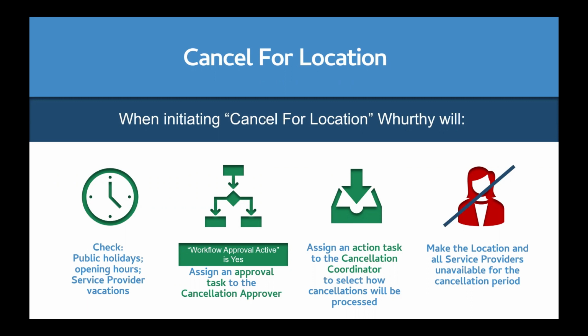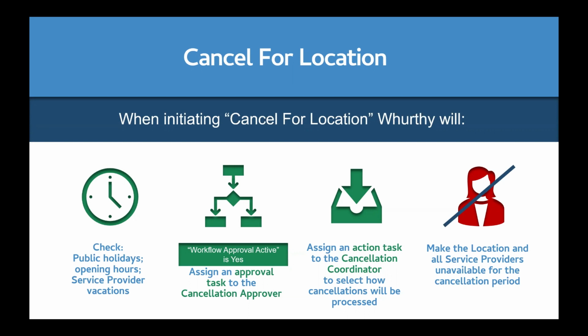However, with cancel for location, it's a little bit different than canceling bookings, where we looked at the previous workflow when we're canceling bookings for a service provider. When we're canceling for a location, if there are any days on which the location is open, then it will block those off. It would, in effect, make those days unavailable to be booked. What will also happen is that if the workflow approval active is yes, then there will be a task assigned to the cancellation approver. This is a very similar step as in the workflow when we cancel for a service provider.